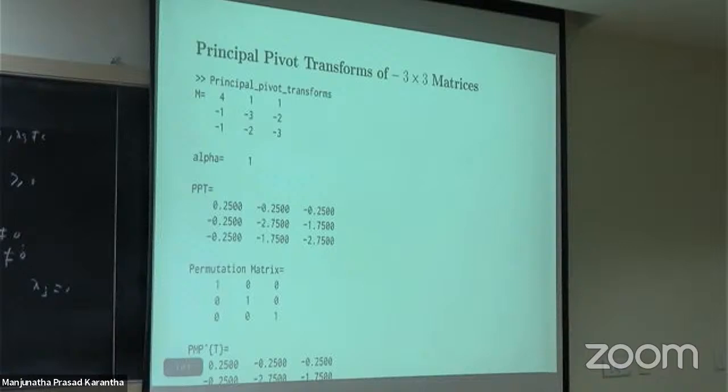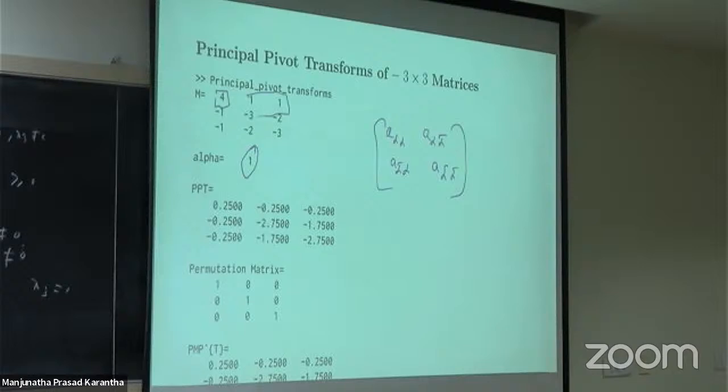Here I want to find out the principal pivot transform. You have to get it with respect to alpha: 1, 2, 3, then 1, 1, 1, 2, 1, 3, 2, 3, and then 1, 2, 3. When you take alpha equal to 1, then what will happen? You have to write down this particular form.